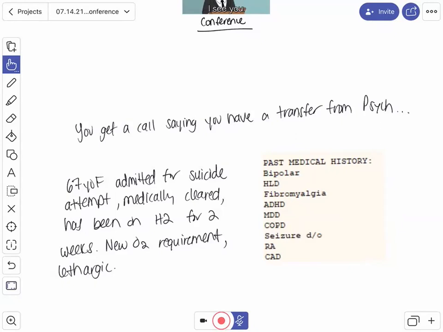She's been there for about 2 weeks. And this morning she had a new oxygen requirement and was a little bit more lethargic. So the psych resident is calling you to transfer this patient back to medicine for a workup. You can see her past medical history there. And then tell me what you guys want next when you're scanning her chart.